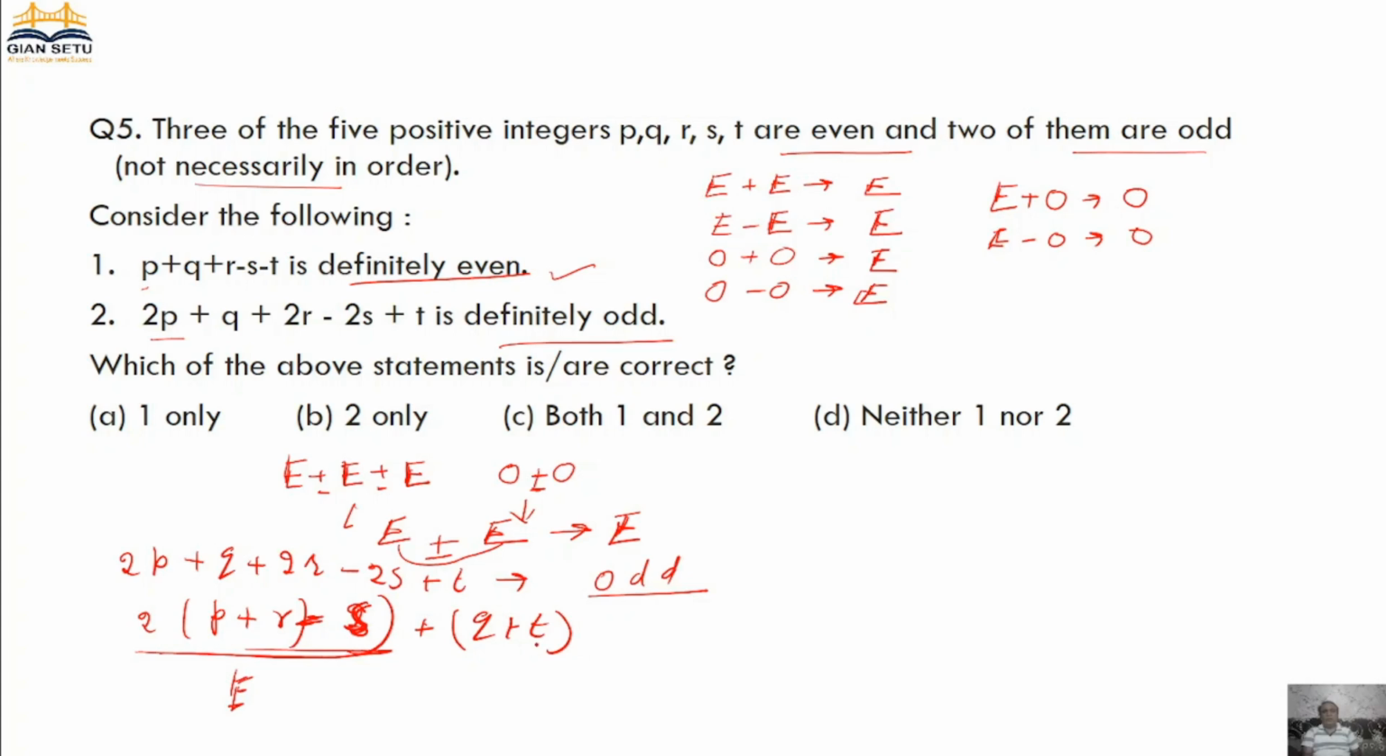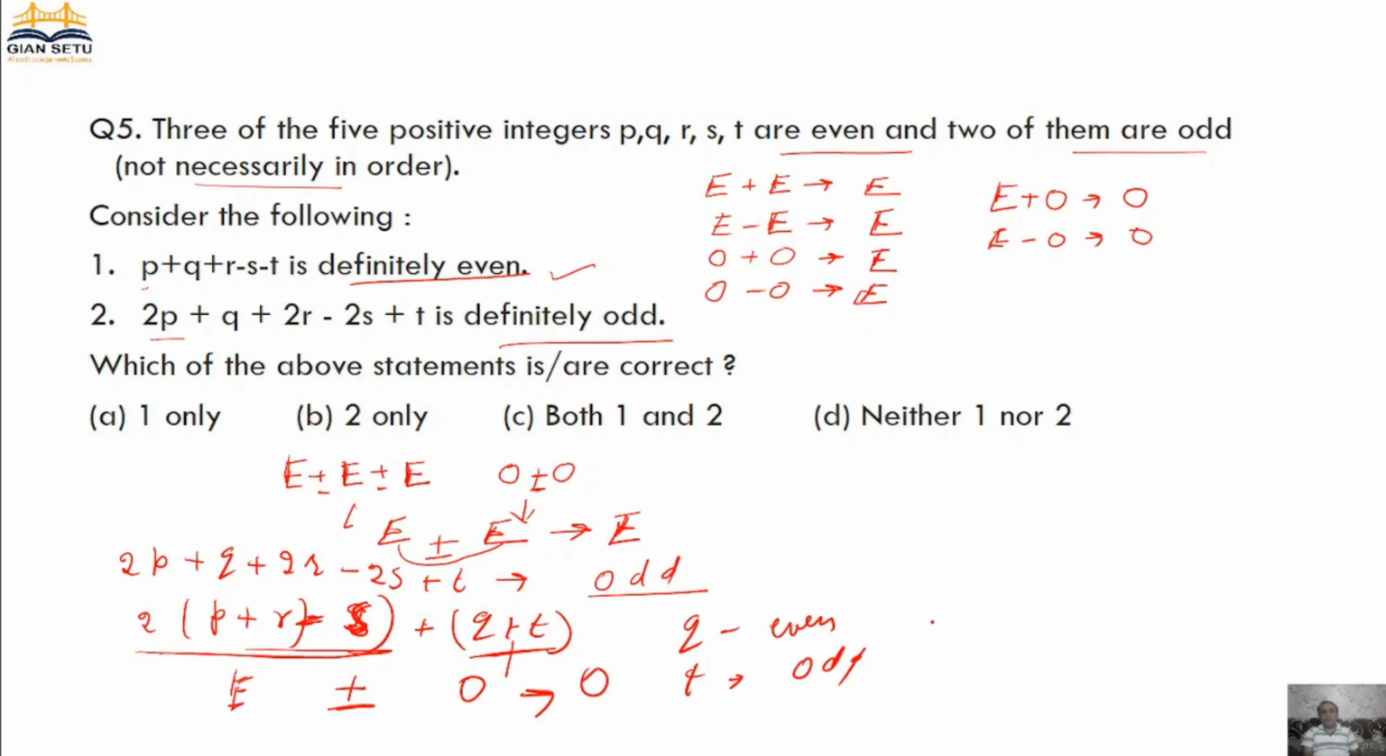Now if Q is even and T is an odd number, then in that case Q plus T will give an odd number. And further, if we add or subtract these two numbers, which are an even and an odd number, then we will get an odd number.